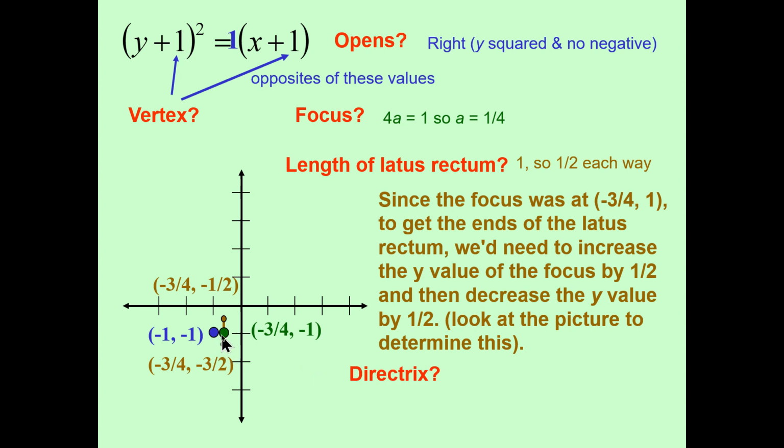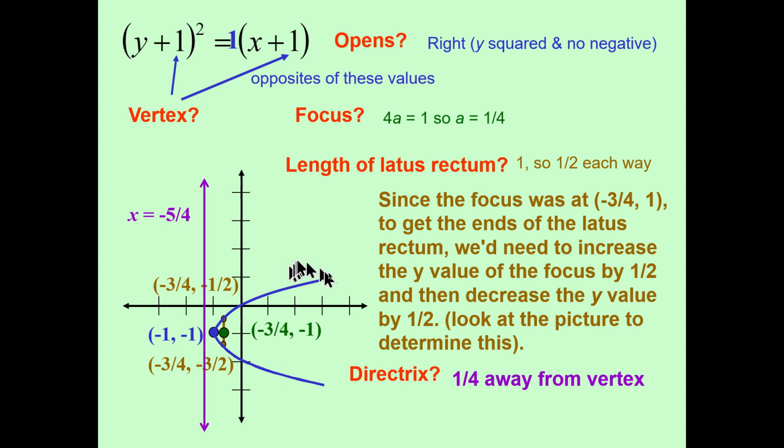The directrix is going to be in the opposite direction of the focus, the same distance. In this case here, it'd be a quarter away from the vertex, so it'd be a negative 5/4. And there's your directrix there. And there's a sketch of the parabola.